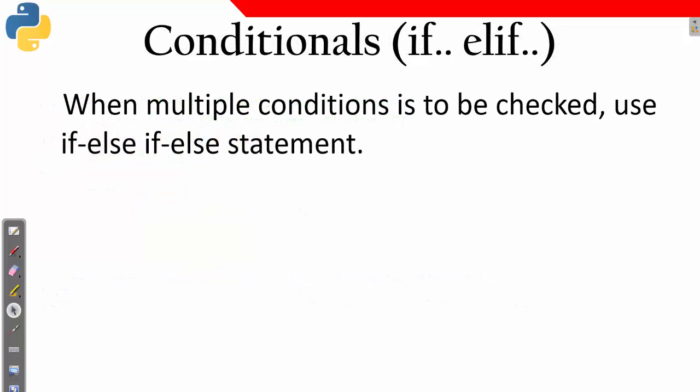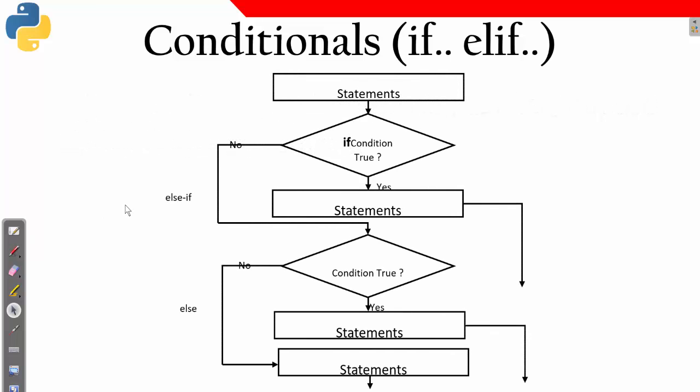Now when we have multiple conditions, then we will have if, else if kind of thing. How can we write it? It is something like this. We'll write elif, not else if. In case of C we write else if, but in case of Python we will write ELIF. So the statement flow will be like this.